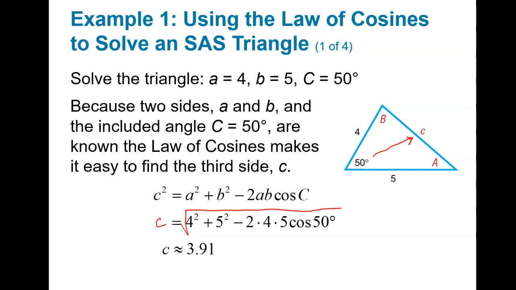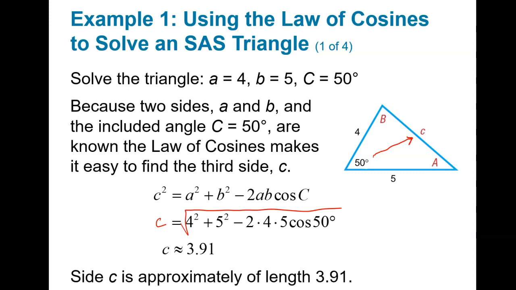But typically you'll round these to 1 or 2 decimal places for the side lengths, and usually a whole number for the degrees, maybe a tenth at the most. All right, so there is our first side length.